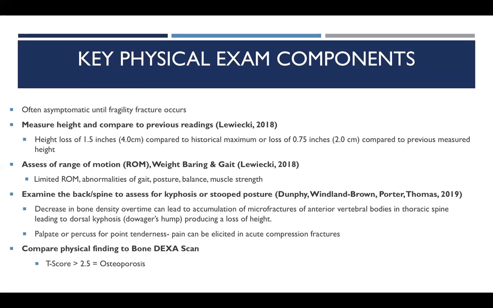A decrease in bone density over time can lead to the accumulation of microfractures of the anterior vertebral bodies in the thoracic spine, leading to dorsal kyphosis, also known as Dowager's hump, and this produces a loss of height. You can then palpate or percuss for point tenderness. Pain can be elicited in the acute compression fractures of osteoporosis patients.